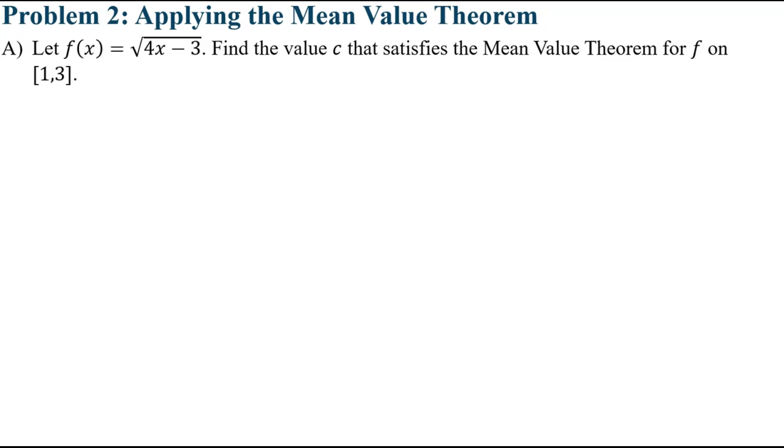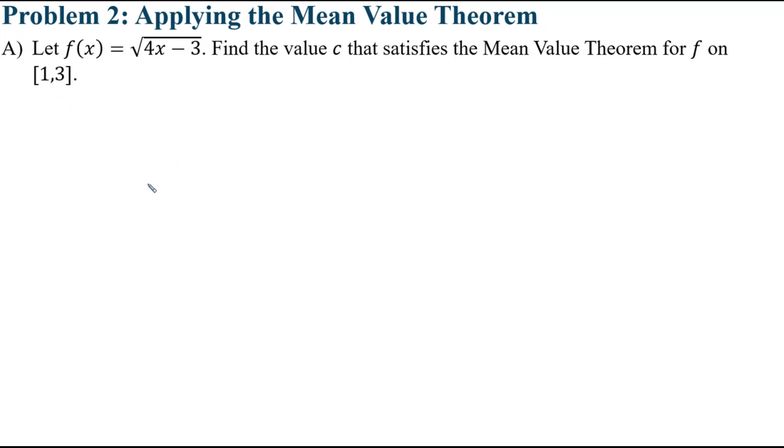All right, so let's take a look at applying our mean value theorem. Problem 2 part A says let f of x equal this radical function, and find the value c that satisfies the mean value theorem for f on the interval 1 to 3. So in other words, we want to find the x value between 1 and 3 that has the same slope of the tangent line as my average rate of change here.